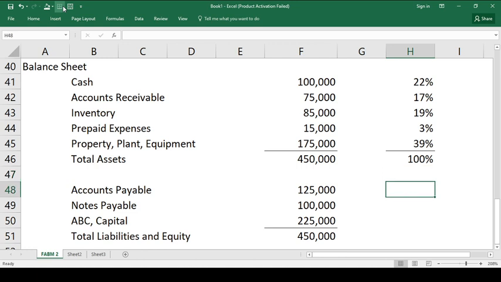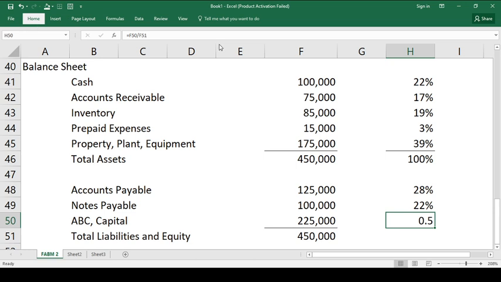How about for liabilities? We have 125. Pwede po natin gamitin yung total asset, o pwede rin po natin gamitin yung total liabilities and equity kasi pareho lang naman yung figure. Okay, so that's 27.78. Okay, ayun, that is 28%. And then same with ito rin, 450, that would be 22%. Okay, so yun. And then we have 225 divided 450, that is 50%.